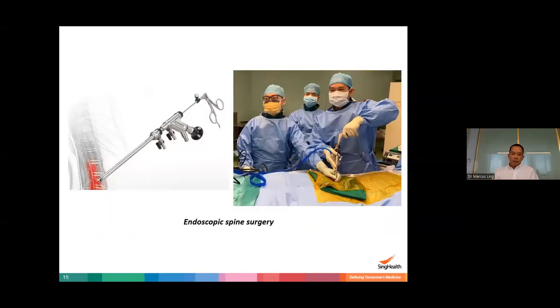Okay, I would like to talk about endoscopic spine surgery, which I would think is the forefront of minimally invasive surgery. So this channel that we use is only 7 millimeters, and it allows us to do a discectomy and get down to our area of interest and decompress the nerve with a very, very small incision. So this is an intraoperative photograph of me and my team.